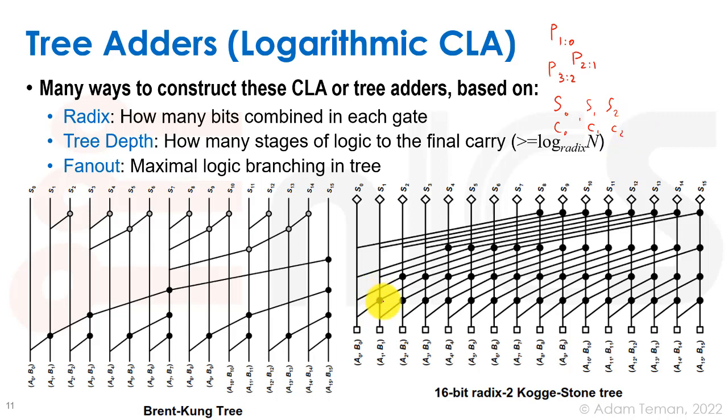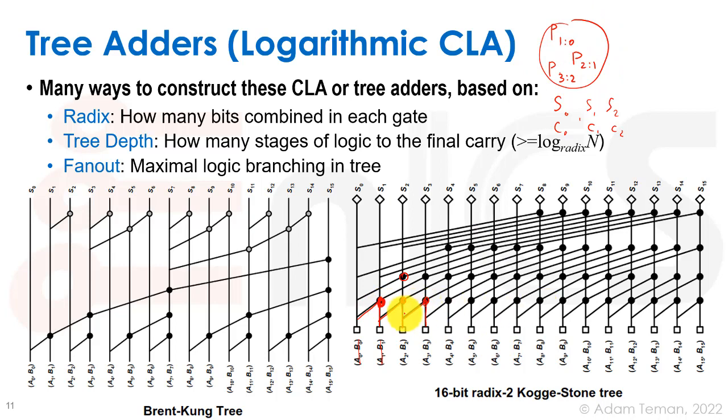So as you see here, in this case we have a radix 2, which means that the input of each of these gates is just going to be 2 bits. So we take A0, B0 and put them into a propagate generate type of unit over here. We take A1 and A2 and put them in another one. We take A2 and A3, put them in another one. So we made all of these combinations.